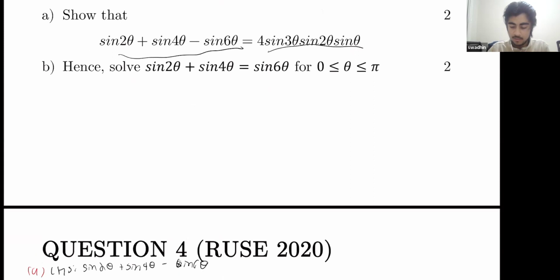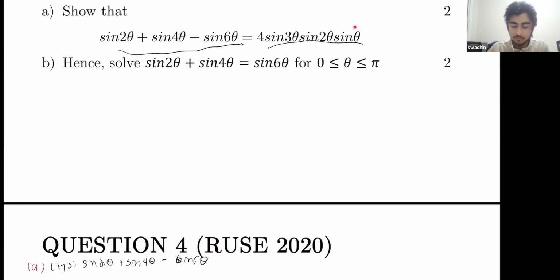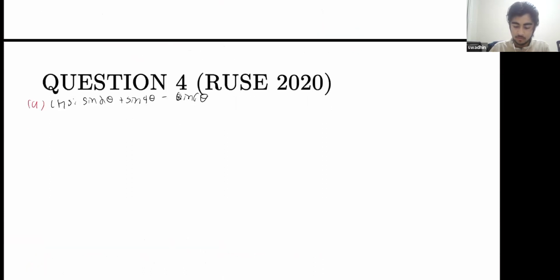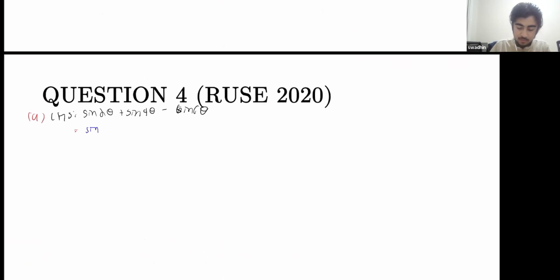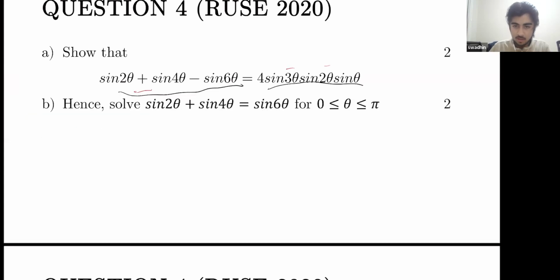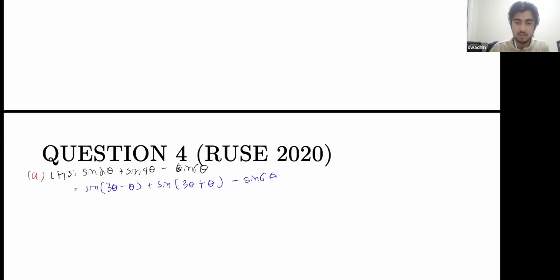All right. Since 3 theta, 2 theta, and theta are involved, let's write these angles in terms of 3 theta, 2 theta, and theta. So the left-hand side is equal to sine of 3 theta minus theta, plus sine of 3 theta plus theta, minus sine 6 theta. We leave the 6 theta as it is because we want to use a double angle identity for this one later on.